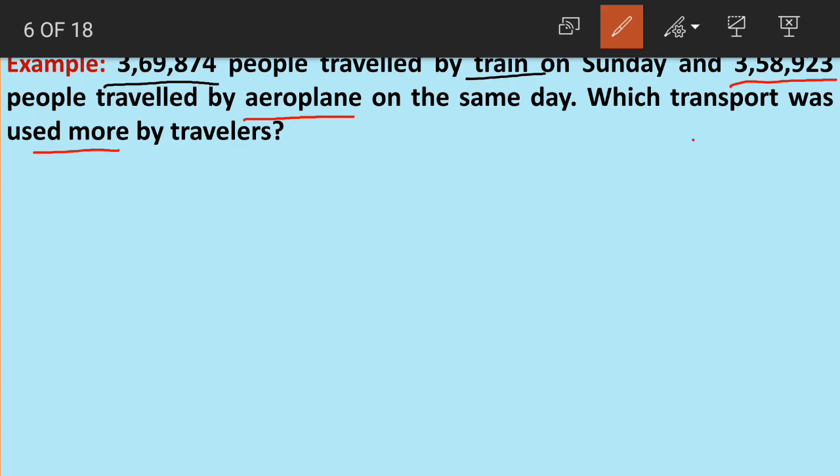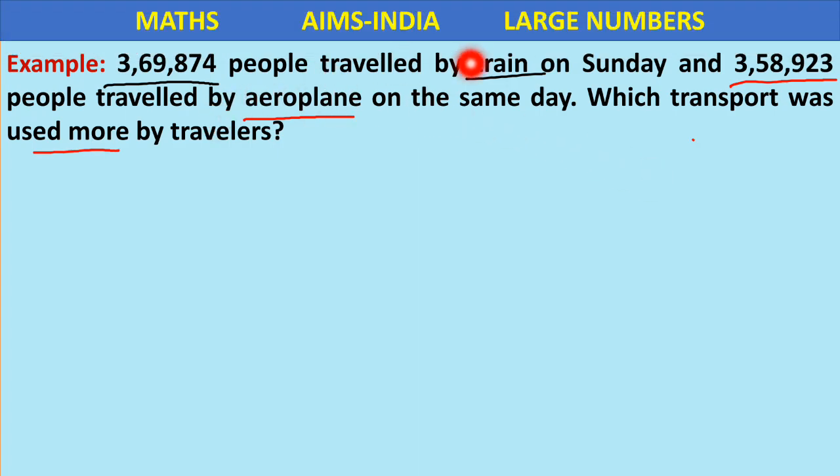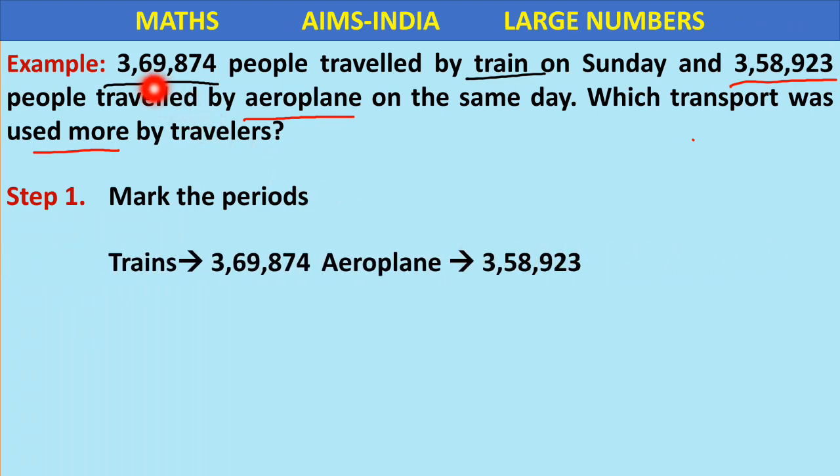Now we should find out which transport was used more. How do we find out that? We find out by comparing the number of people travelled in both the means of transport. First we should compare the number of people travelled by train with the number of people travelled by aeroplane. Okay children, what will be the first step? First step will be to mark the periods. In the question here they have already marked the periods, but in case they gave you the number simply without putting any commas or marking the periods, first you mark the periods.